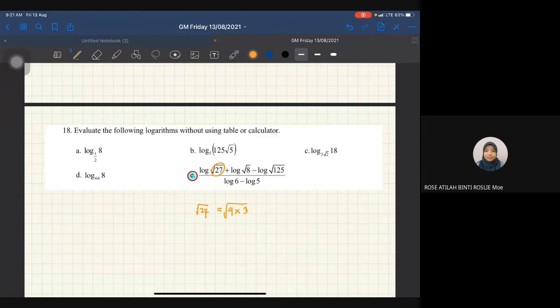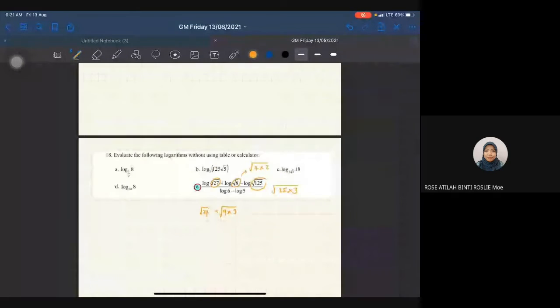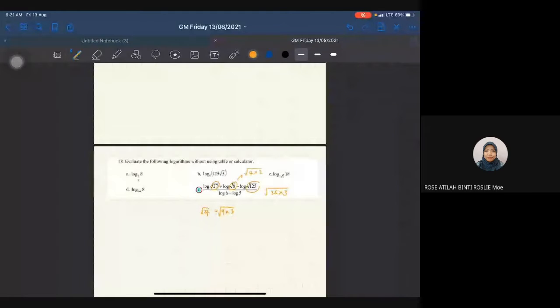Okay, and then 8 pun sama. So dia adalah hasil darab antara 4 times 2. Okay, the same goes to set 125. It's 25 times 3. Okay, so saya bagi idea sampai situ saja. Okay, dan awak akan try sendiri. Boleh ke semua saya tinggalkan 2 soalan ini untuk awak buat sendiri? Is everyone fine with this?